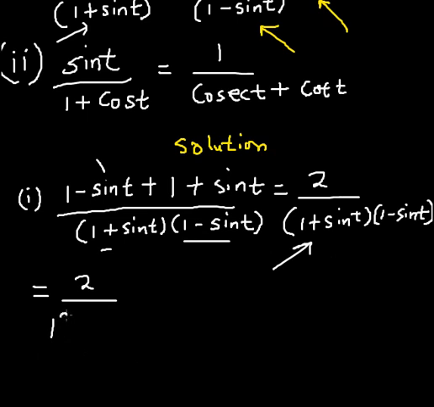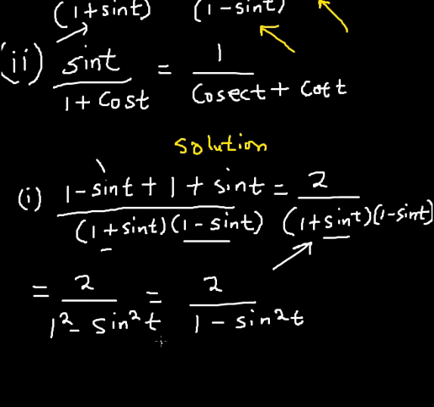This is how we simplify the difference of two squares. Of course, you know that's going to be 1 square minus the second expression, minus sine square t. So it's going to be equal to 2 all over 1 minus sine square t. Of course, 1 square is 1, then minus sine square t.